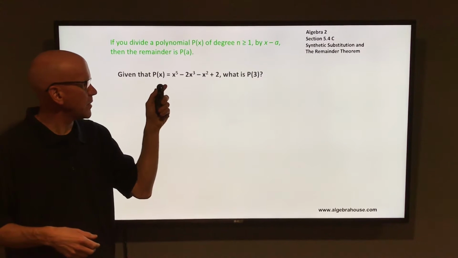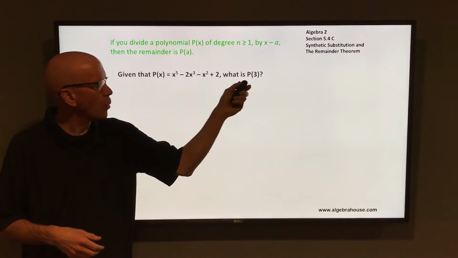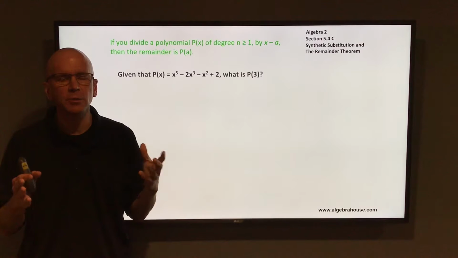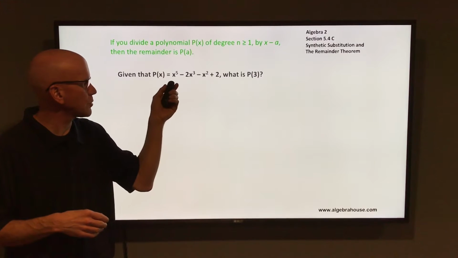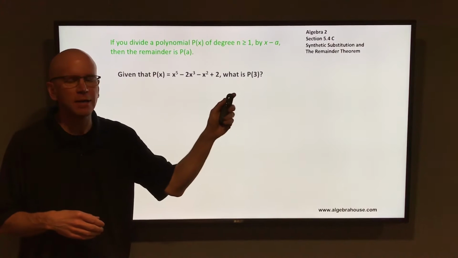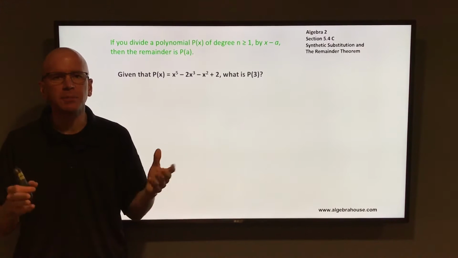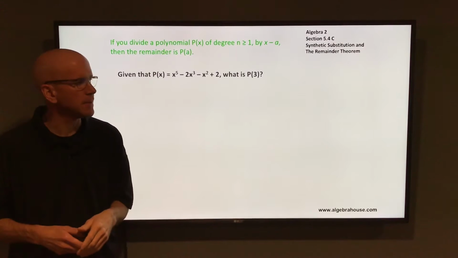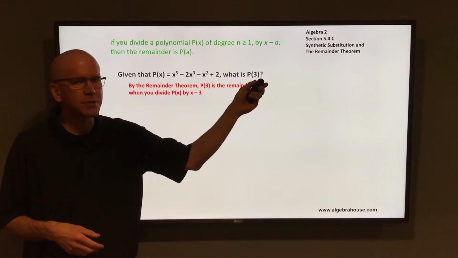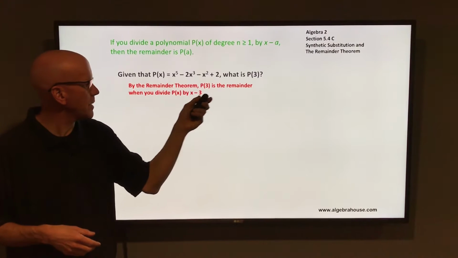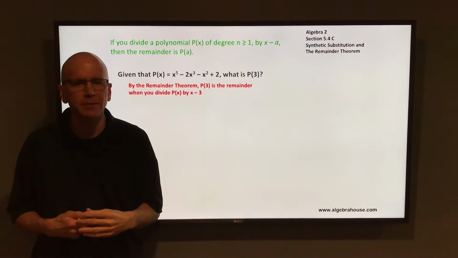So given that p of x equals x to the fifth minus 2x to the third minus x squared plus 2, what is p of 3? In other words, what do you get when you substitute 3 in for x? Now we're used to substituting 3 in for x, evaluating the exponents, working that out. But this synthetic substitution is a much simpler way, much faster, more efficient. By the remainder theorem, p of 3, in other words, substituting 3 in for x, is the remainder when you divide p of x by x minus 3.